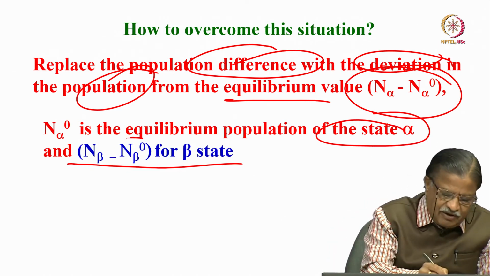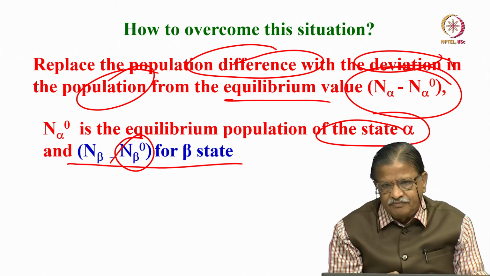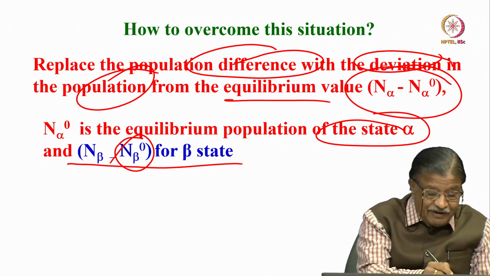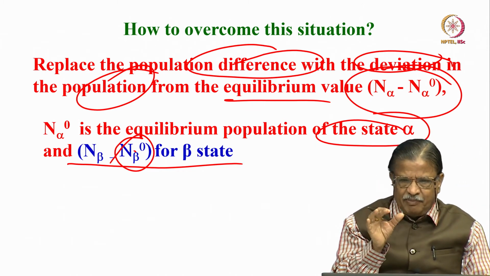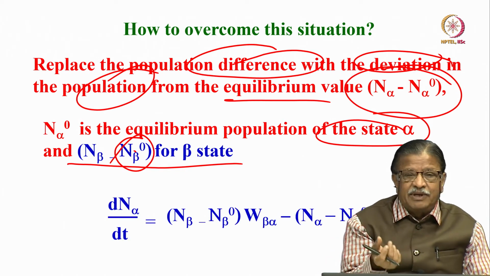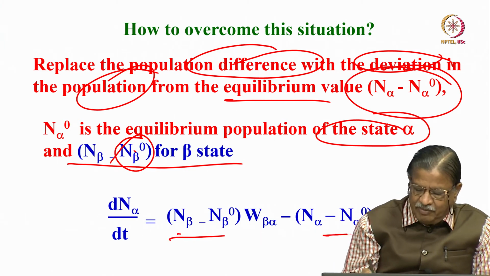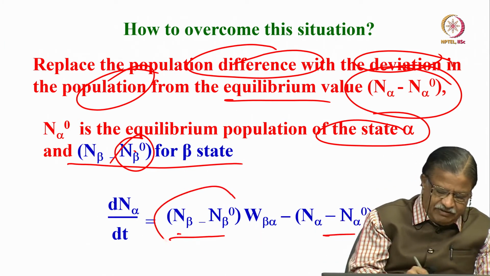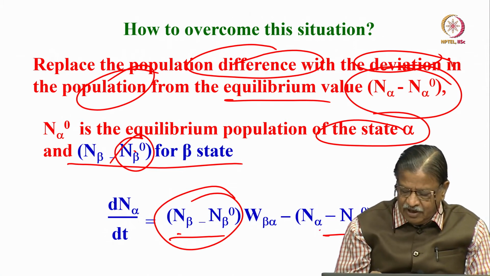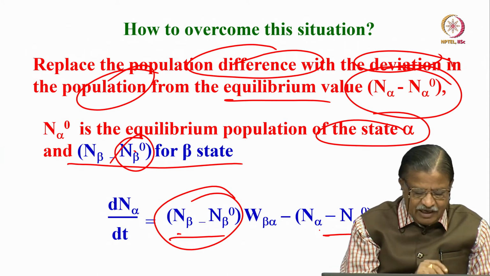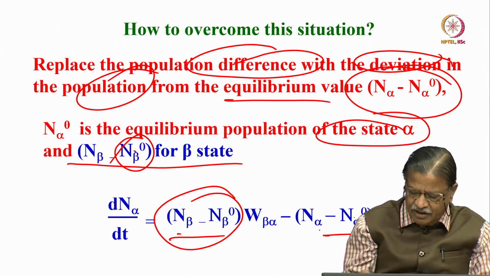That is n beta 0, the population in the beta state at equilibrium. Now, consider the deviation of this population from the equilibrium. We don't consider the population difference; we consider the deviation of the population from equilibrium. Instead of n alpha and n beta which we were using earlier, we put the deviation: n alpha minus n alpha 0 for n alpha, and n beta minus n beta 0 for n beta. For dn by dt, it is the same thing; you have to work it out.